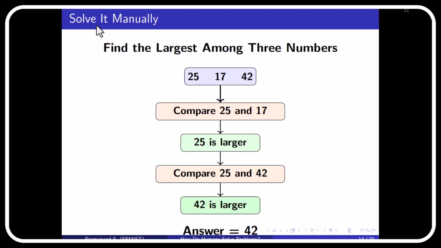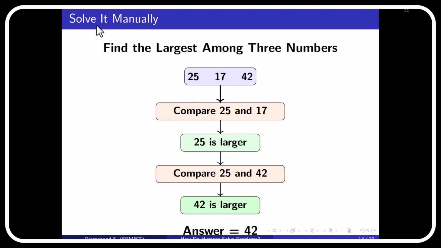Our three numbers are 25, 17, and 42. How would you solve this as a human? So first compare 25 and 17. 25 is larger, so for now I keep 25 as my largest. Now I compare 25 with the remaining number 42. So now 42 is larger. So I update my largest value to 42, and therefore the answer will be 42, right?